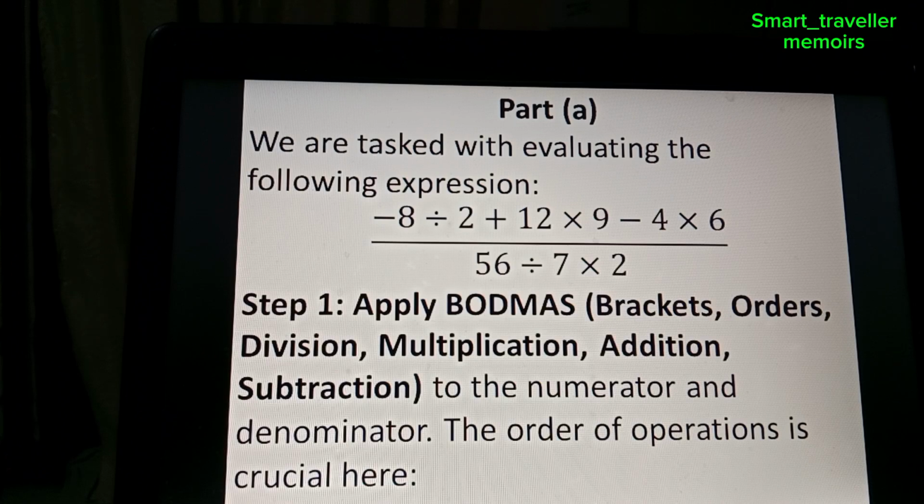Orders include exponents or indices. Division, multiplication, addition, and subtraction are done in the order that they occur. To the numerator and the denominator, the order of the operation is crucial here.